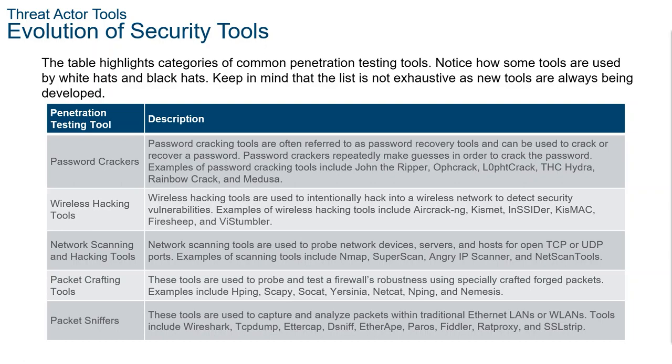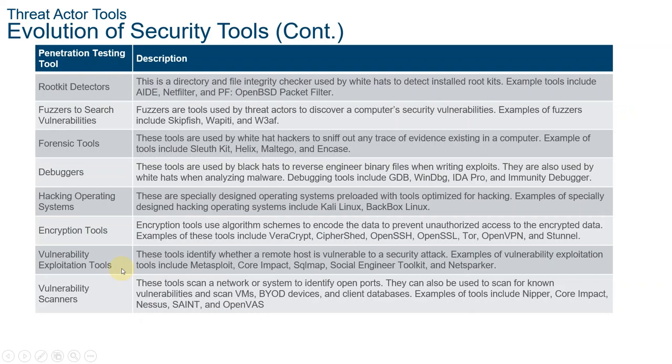Also, take note that many of these tools are Unix or Linux based. Therefore, a security professional should have a strong Unix and Linux background. Also included are the rootkit detectors. This is a directory and file integrity checker used by white hats to detect installed rootkits. Example tools include AIDE, Netfilter, and PF, the OpenBSD Packet Filter.